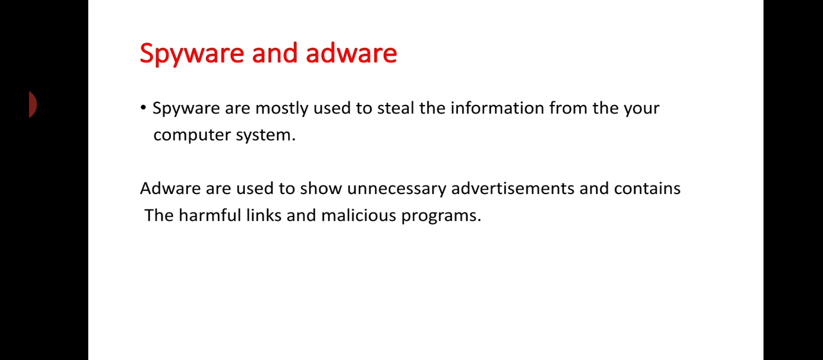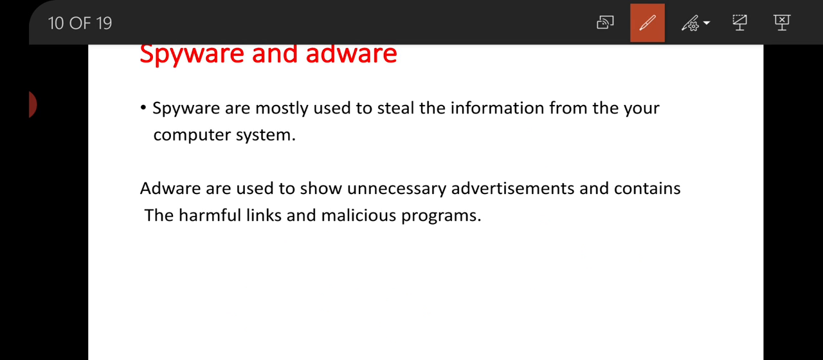And next one is spyware and adware. Spyware, as is clear from the name, is software used for spying on the user's computer system, used to steal information from your computer system. Adware is used to show unnecessary advertisements and contains harmful links and malicious programs. Some advertisement links also contain harmful or malicious programs.